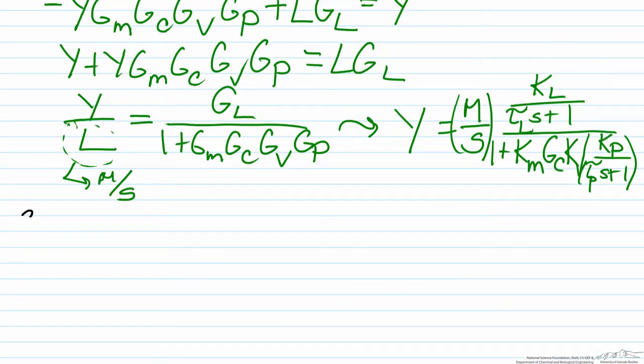So for part A, we'll look at a P-only controller. And to evaluate the offset, we need to find what the actual steady state value is. There are a number of ways to do this, but for the sake of this problem, we'll take advantage of the final value theorem.